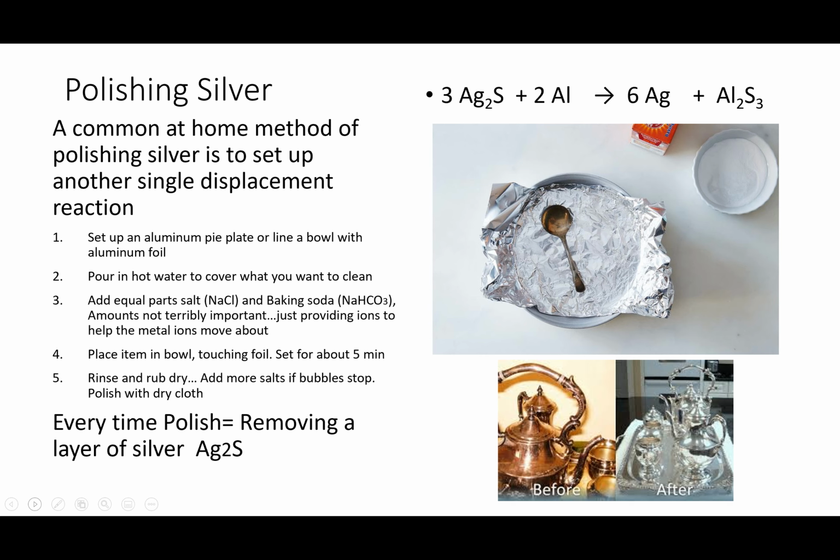Now, a way to clean tarnish off of your silver is to do another common, simple single displacement reaction. This is an at-home, non-toxic way to remove tarnish, and that is to line a bowl with aluminum foil. You need to add some salts to provide some ions just to move the ions around, baking soda and plain old ordinary table salt really well. Cover with hot water, and then put your tarnished silver within it.